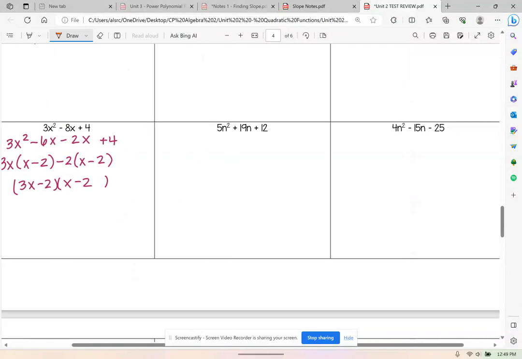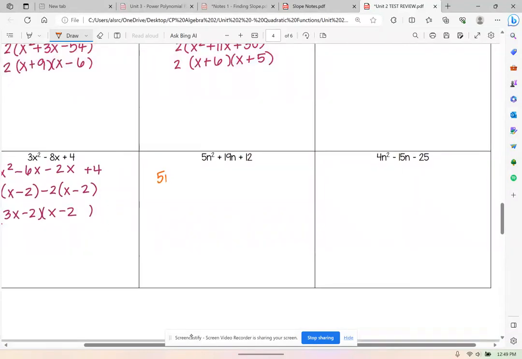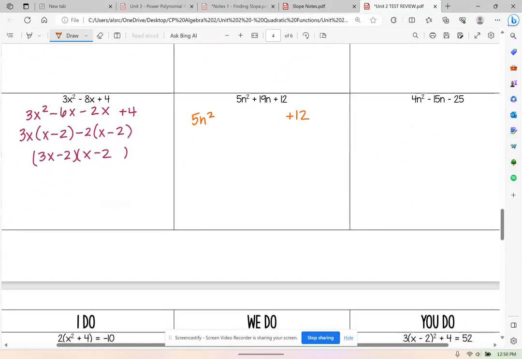Second one. Is there a GCF? Nope. First term. Last term. 5 times 12. 60. What multiplies to 60 that adds to 19? Just go straight down. 1 and 60, does that work? Nope. 2 and 30. Nope. 3 and 10. 3 and 20. Oops. Nope. What goes next? 4 and 15. Plus 4n. Plus 15n.